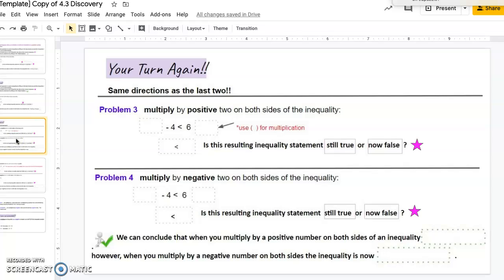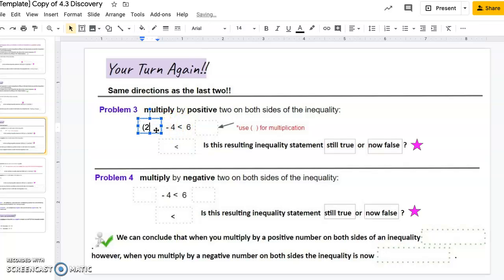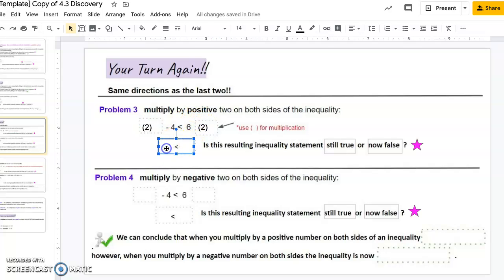Okay, on the next slide, we are multiplying by a positive number. So we're going to multiply both sides by positive 2. So multiply by 2 on this side, and we're going to multiply by 2 on this side. Well, 2 times negative 4 is negative 8, and 6 times 2 is 12. Is negative 8 less than 12? Negative 8 is less than 12, so that is still true.